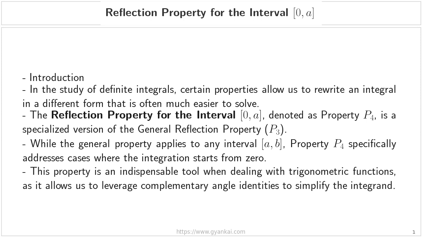Finally, and this is really important, this property is incredibly helpful when dealing with trigonometric functions, things like sine, cosine, and tangent. It allows us to use those handy complementary angle identities, you'll recall those from trigonometry, to simplify the expression inside the integral, making it much easier to evaluate. We'll see exactly how this works in the examples coming up, but keep in mind that simplifying the integrand is the main goal here.